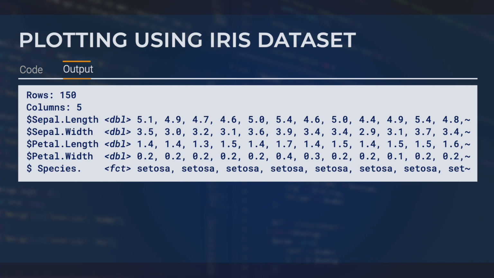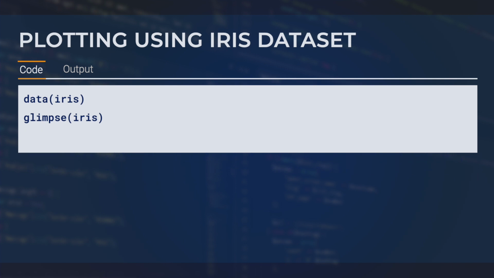Then we will add a geom. We have two numerical variables. I think a simple scatter plot would do the trick. Let's add it to our code by first adding our plus sign, followed by the geom, and in this case, geom_point.